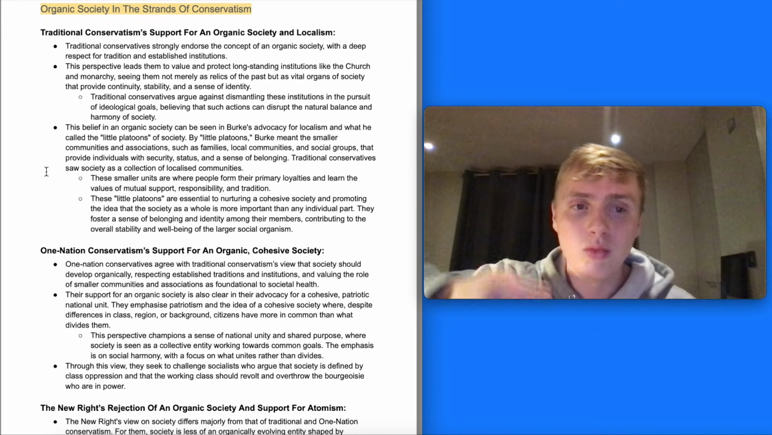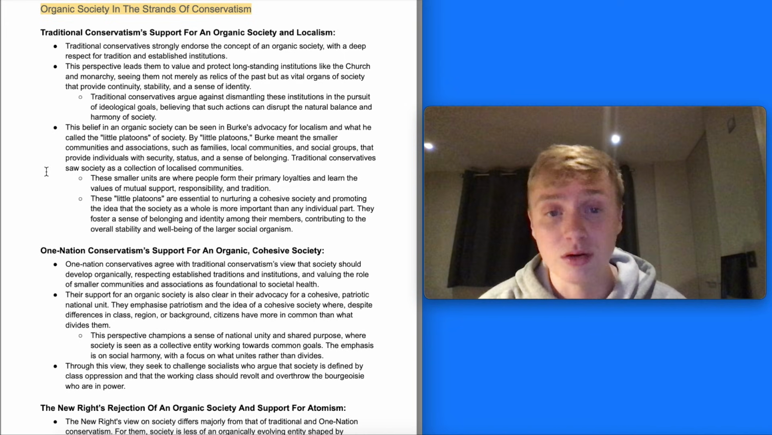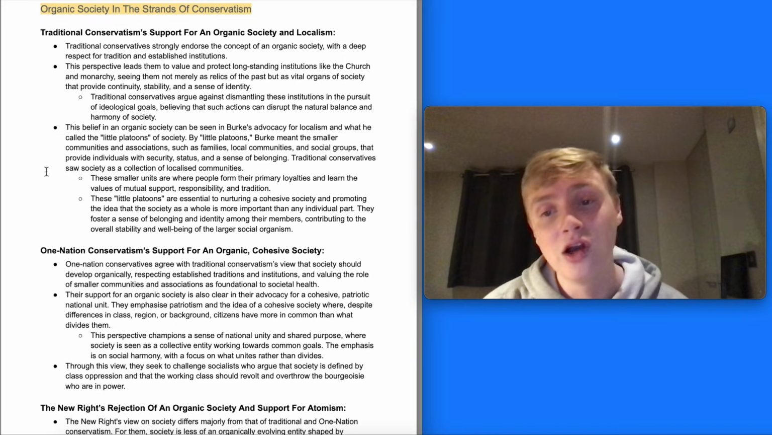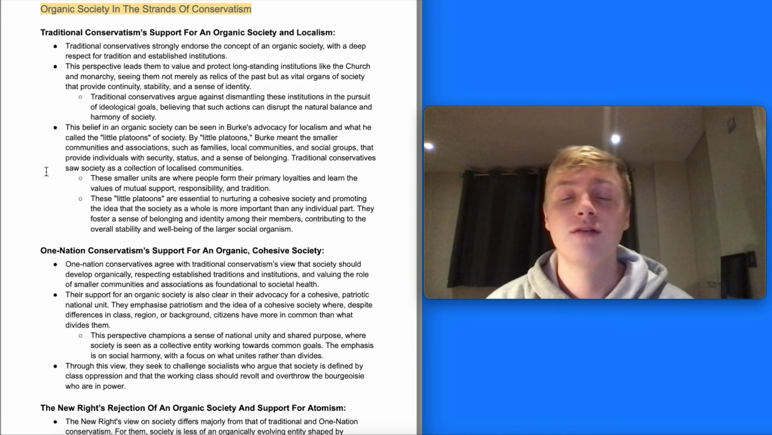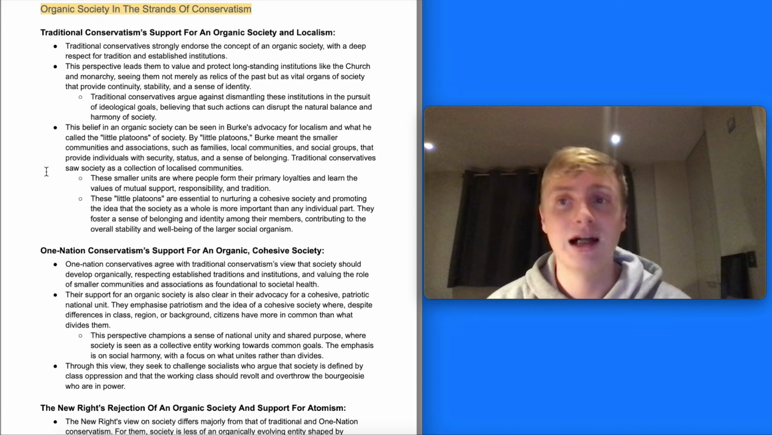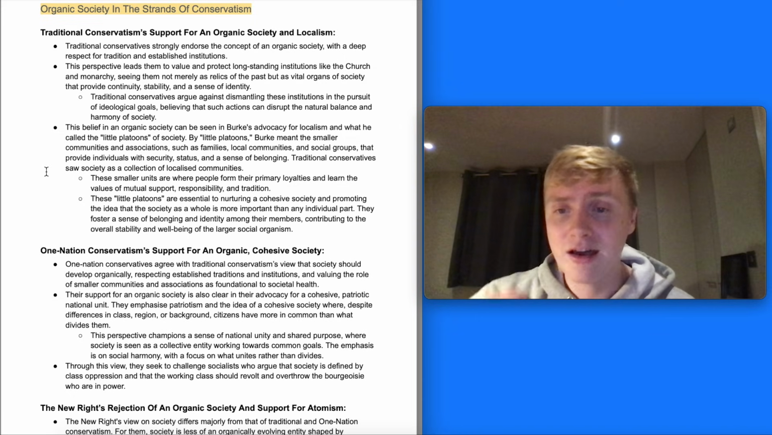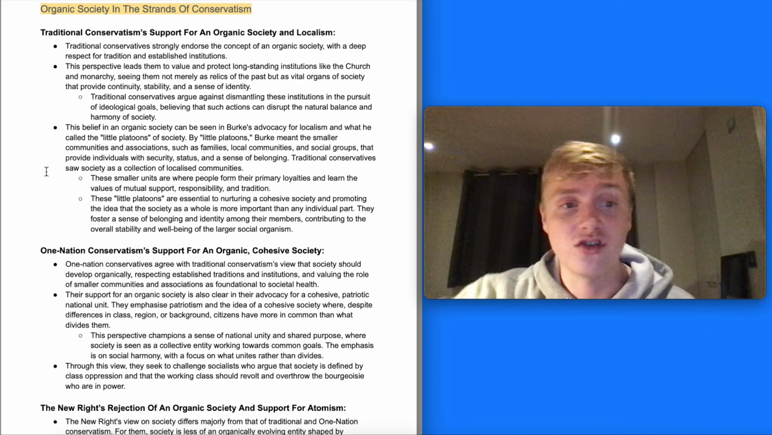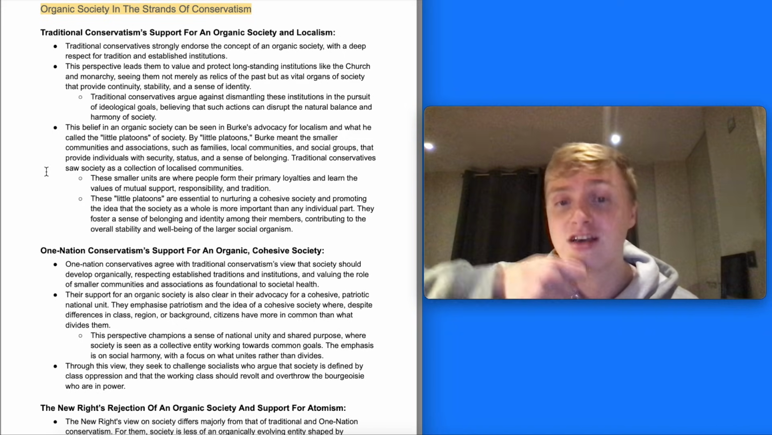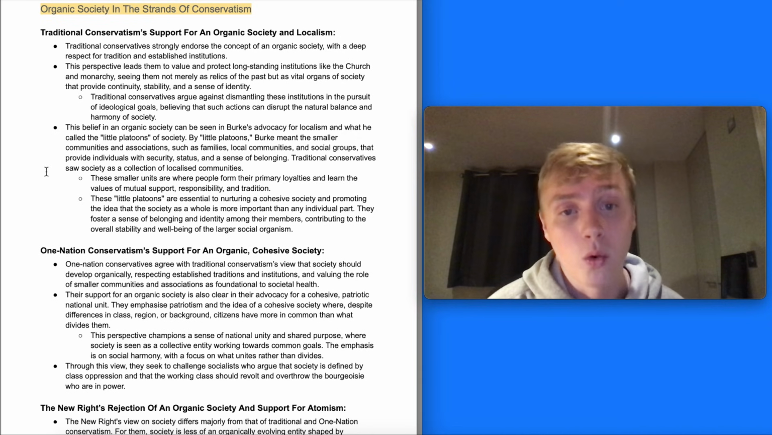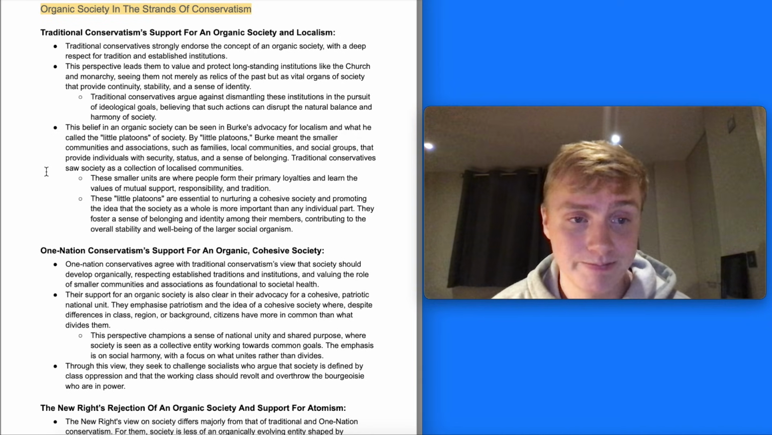And it's these smaller localized communities, little platoons, where people have their primary loyalties and learn values. They learn these values and are guided by these values and ideas of tradition. And they're therefore essential to teaching tradition and nurturing a cohesive society and promoting the idea that society is more important than any individual part.